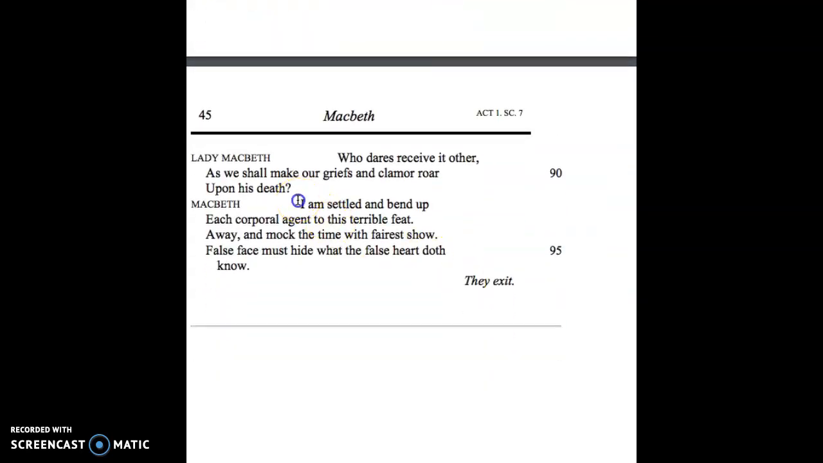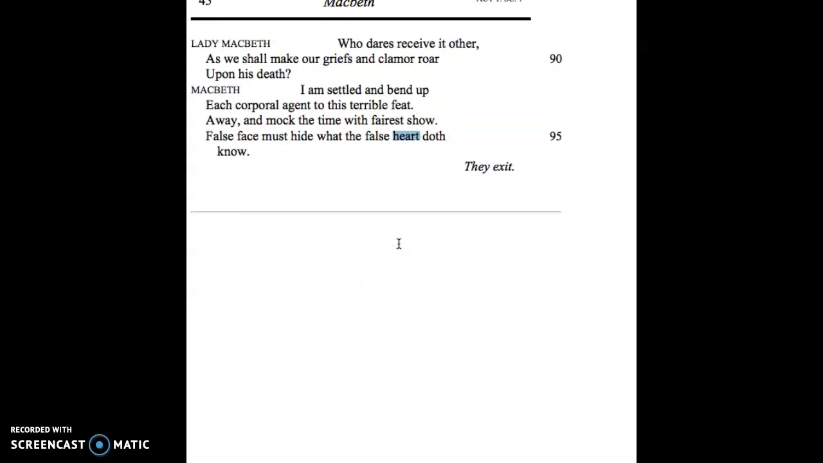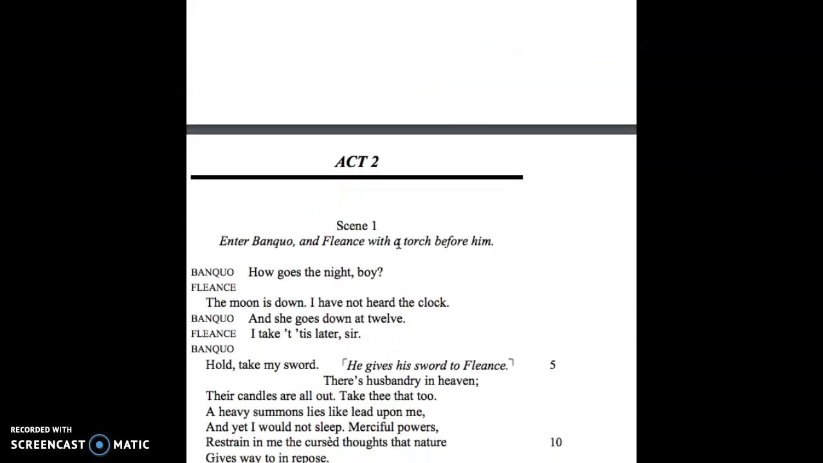And here he says, I am settled, and I bend up each corporal agent to this terrible feat, which basically means I'm in. I am committed. And then he echoes some things about the face and the heart that she had said. She had said, look like the innocent flower, but be the serpent. And here he echoes the idea that you have to hide what's truly going on inside. And that is Act 1. What do you think about that?